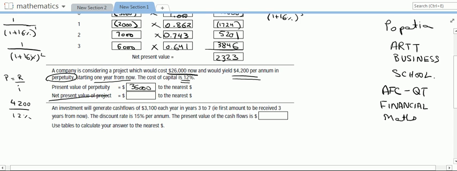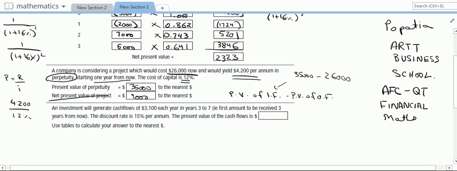Net present value of project. Net present value is present value of inflows minus present value of outflows. Present value of inflows is our perpetuity, which is 35,000, minus present value of outflows. Outflows is 26,000. So net present value is 9,000. Third question is a bit different.